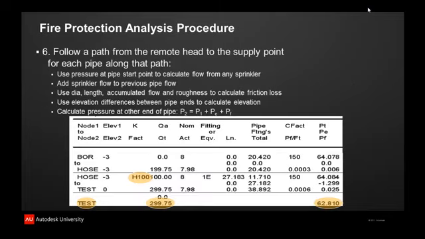So following that through pipe by pipe by pipe till we get all the way back to the supply, I've just highlighted the last few pipes in this calculation, the last couple, and showed here that at reference point TEST, back where the supply of water comes into our system, we needed 299.75 gallons per minute for the entire system, including 100 gallons a minute for hose, and we needed 62.81 pounds of pressure to deliver that almost 300 gallons a minute.